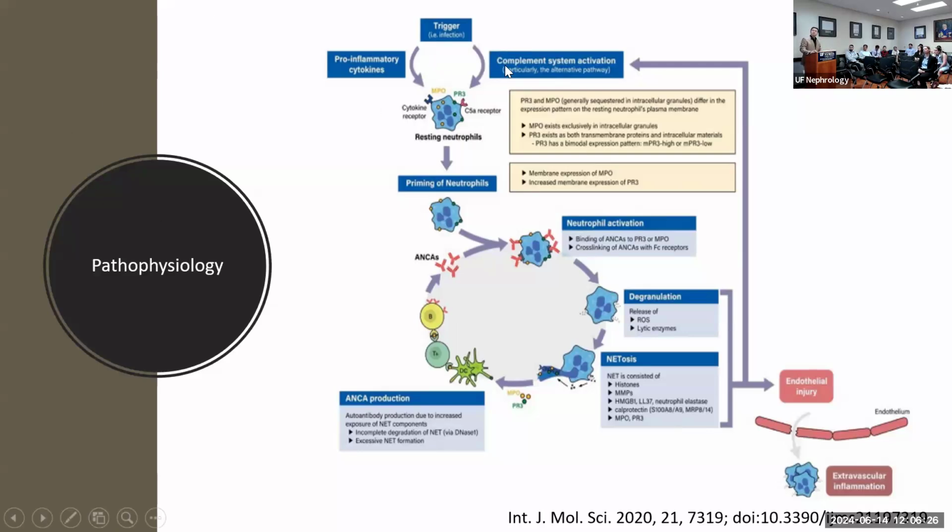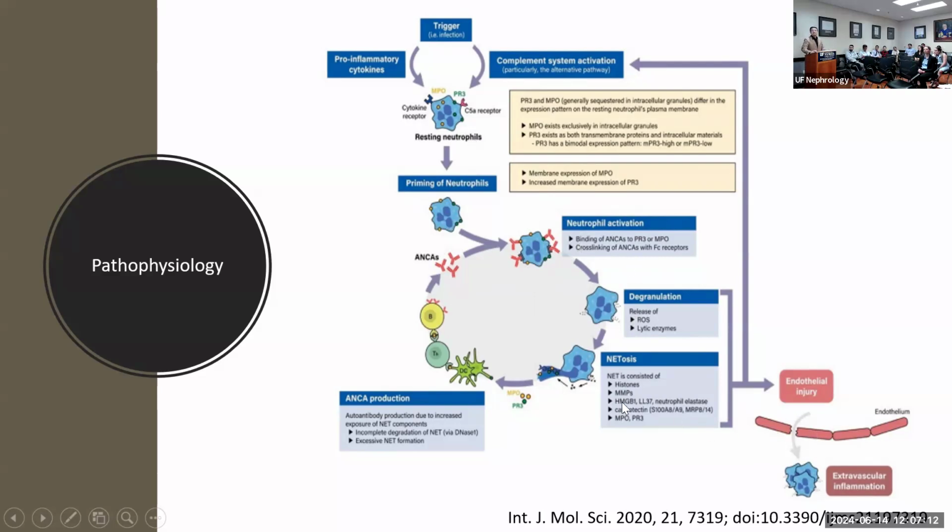When these factors trigger the neutrophil, and the neutrophil loses tolerance, it starts the priming process. So the intracellular antigens like MPO and PR3 become expressed on the membrane. When these antigens are expressed on the membrane, they bind with the ANCA, and that activates the neutrophil. The activated neutrophil causes degranulation with reactive oxygen species and lytic enzymes that damage the vascular endothelium and cause the vasculitis.